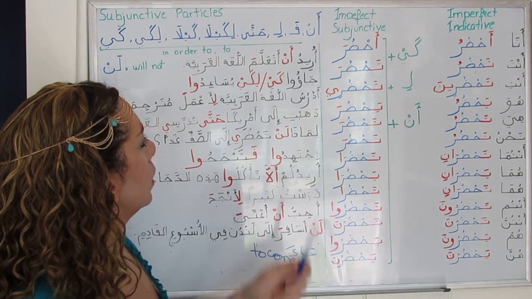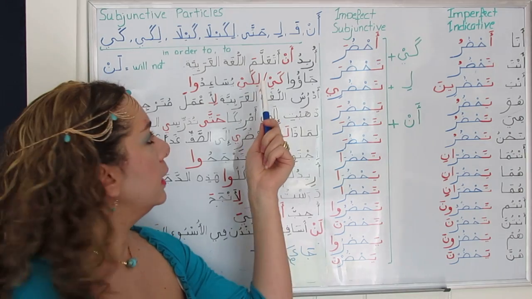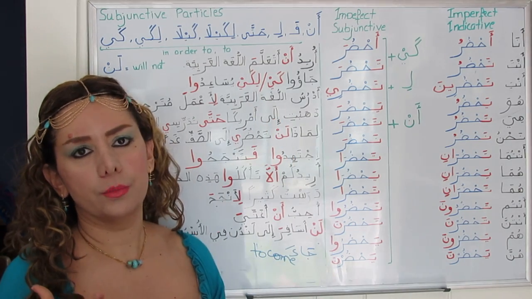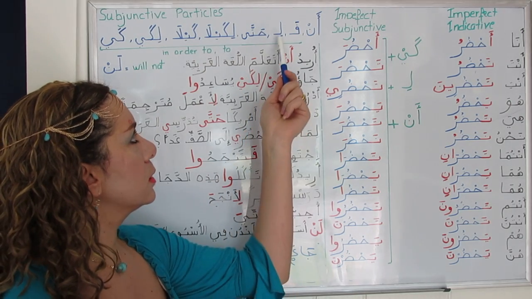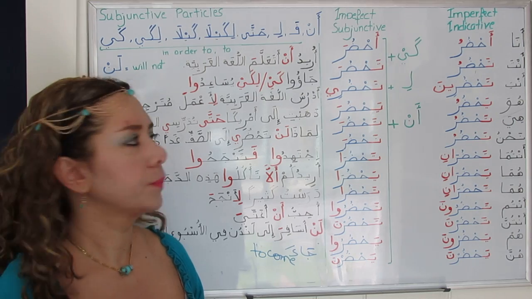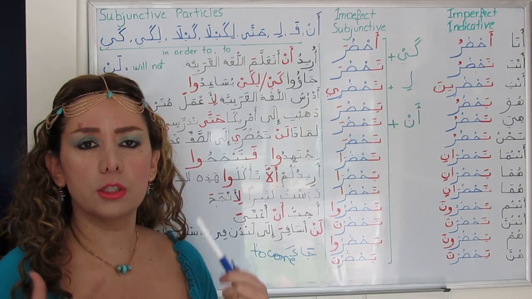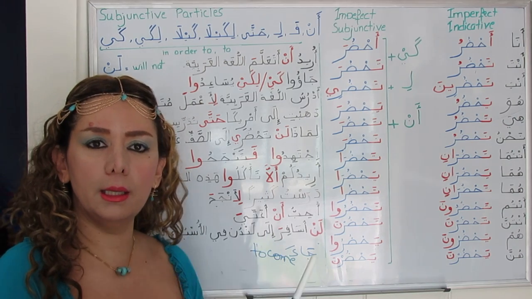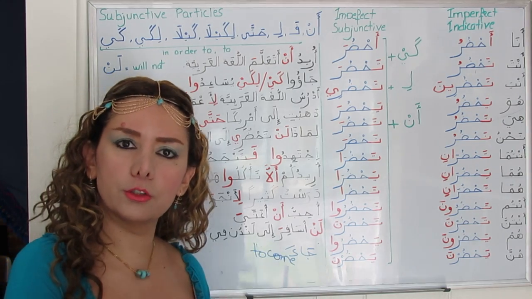جاءوا كي or لكي. كي, لكي is a contraction because we have two particles, li and k, together. So it's a compound particle. And it means the same thing. When you prefix it with li, it doesn't change anything. It's in order to or to.